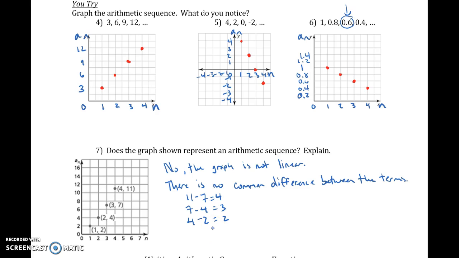Okay, we'll finish the rest of this in class on how to write arithmetic sequences as functions, which is, remember, the overall concept for this whole chapter. But come back to class with questions if you have any about identifying or recognizing an arithmetic sequence.